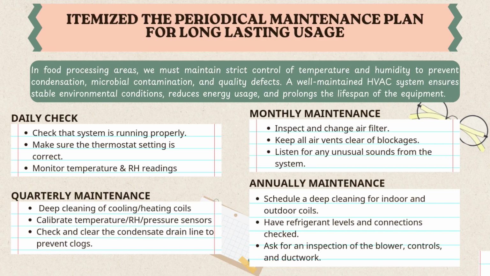Finally, annual maintenance includes comprehensive cleaning of both indoor and outdoor coils, checking refrigerant levels, and inspecting connections for potential leaks, as well as evaluating the blower, controls, and ductwork for signs of wear or corrosion. These major servicing tasks help maintain system reliability, minimize energy consumption, and extend the overall lifespan of the HVAC unit. Overall, this structured maintenance schedule ensures consistent product safety, stable processing conditions, and efficient operation throughout the year.